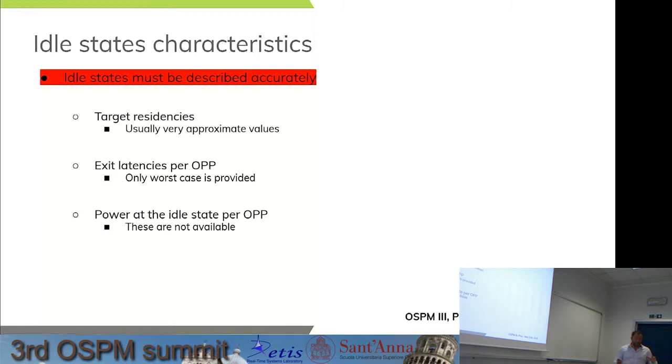So all the rest in the kernel relies on these values: the target residency, the exit latency, and also the power state could be useful information if we can give values with a good meaning. Sorry if I interrupt you again.